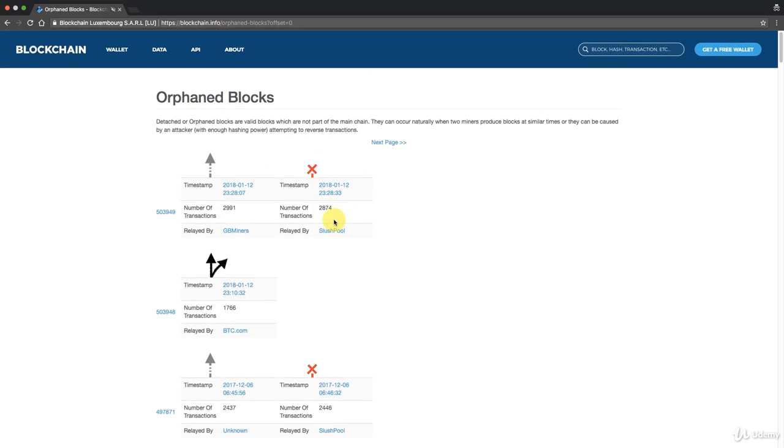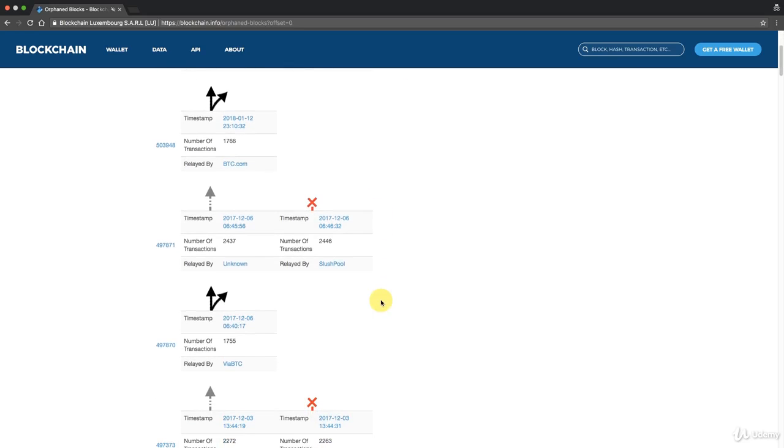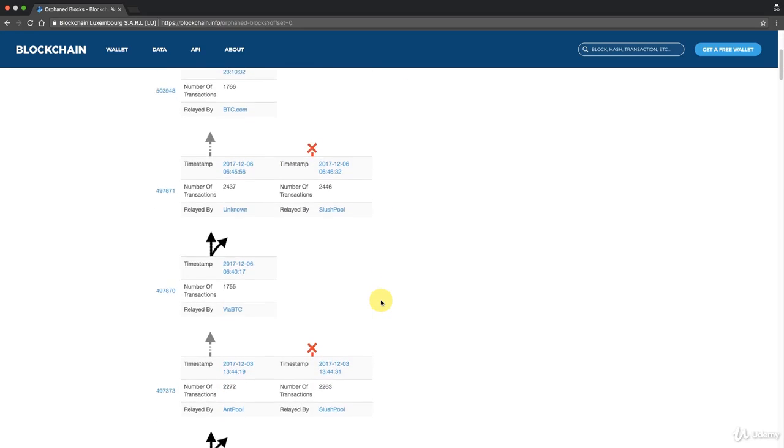So usually the rule of thumb is to wait for 6 confirmations. Wait for 6 confirmations before you consider your transaction to be successful, because otherwise it might end up as a double spend problem.